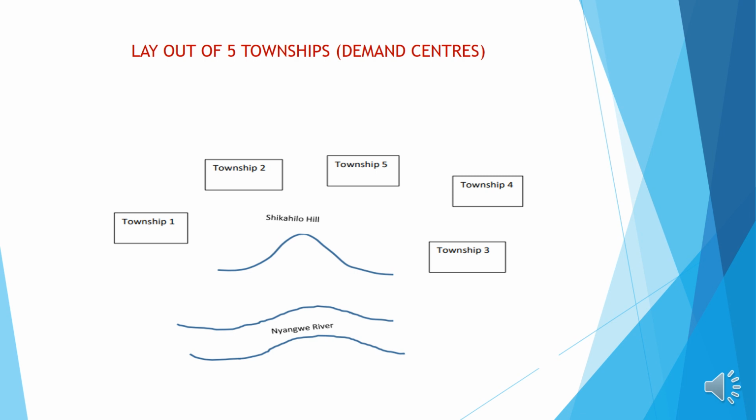The good thing is that between the townships, there is a hill, which is a good place where one can position the reservoir. Because if you can see in the following slide, where the reduced levels are given, all 5 townships lie lower than the hill.